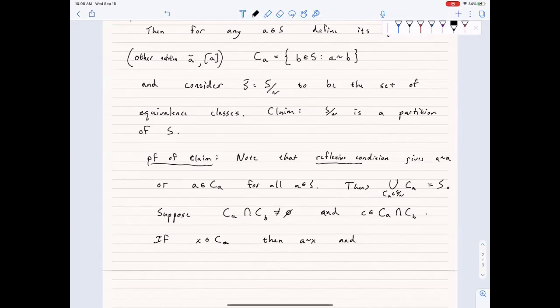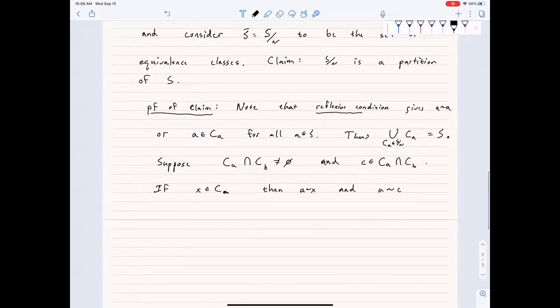And A is equivalent to C because C is also in C_A. By symmetry, C is equivalent to A. You can switch the order. By transitivity, what do I have? I have C is equivalent to A and A is equivalent to X. So C is equivalent to X.